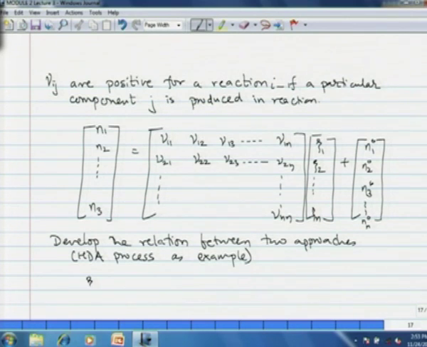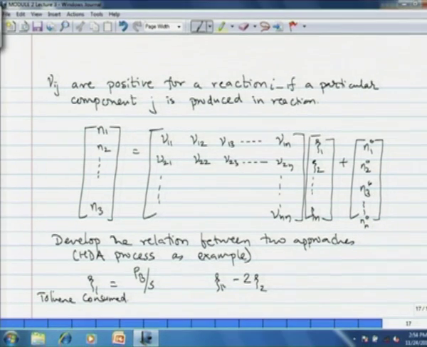Now, zeta 1, which was the moles of benzene produced, in the earlier approach we wrote as Pb by S. Similarly, this zeta 1 is the toluene consumed. Toluene consumed is Pb by S as per the first approach and zeta 1 as per the second approach.